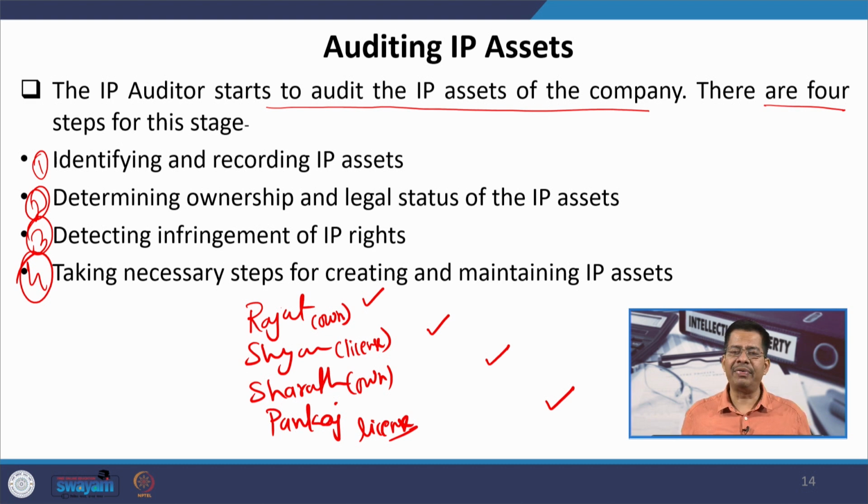Determining infringement of IP rights, whether there is any chance of infringement of a particular IP or all IPs are properly protected under your exclusive right, and then taking necessary steps for creating and maintaining IP assets. So, it is a continuous process. Okay, you have identified, recorded, detected infringement, but you need to see what new innovations you do for strengthening the IP ecosystem by creating and maintaining IP assets.